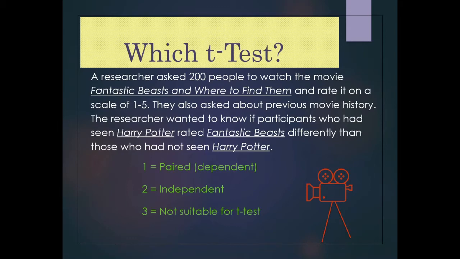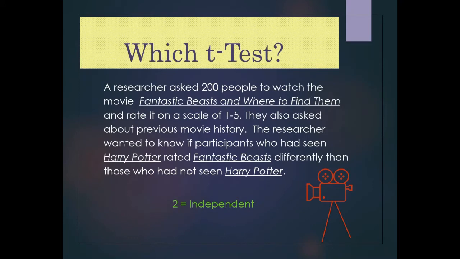I'm going to move on. This is an independent t-test, or an independent t-test would be appropriate for this. Because one group was the group that had seen Harry Potter, and one group was the group that had not seen Harry Potter for our independent variable. Our independent variable was whether or not they'd seen Harry Potter. The dependent variable was the rating of Fantastic Beasts and Where to Find Them.